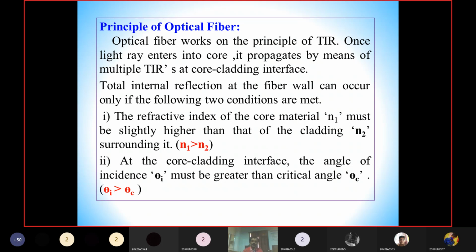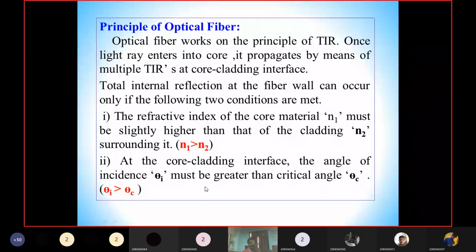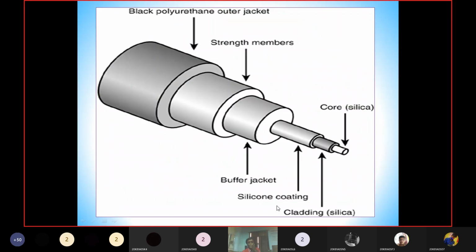Now the second condition. It concerns the angle at the core-cladding interface. See here, this is the core and this is the cladding. The interface means the boundary in between the core and cladding. At that core-cladding interface, the angle of incidence theta i must be greater than the critical angle theta c. Once light enters the core and touches the cladding, that place where it touches is the core-cladding interface.